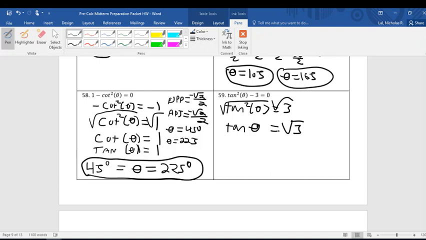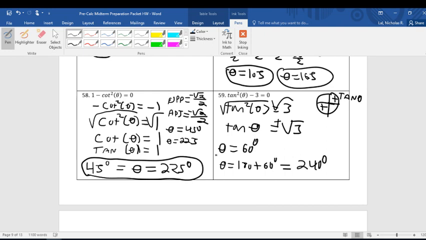So that's going to be when theta is equal to 60 degrees, and then when theta is equal to 180 plus 60 degrees, because this is positive. So when this is positive, this is in quadrant 1 and 3. That's for tangent. So theta is equal to 60 degrees, and also theta is equal to 180 plus 60 degrees, which is equal to 240 degrees. So the answer is theta equals 60, and theta is equal to 240 degrees.